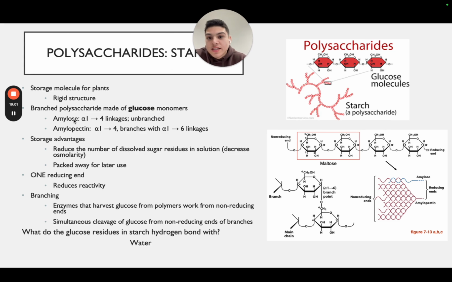So with starch, it's a branched polysaccharide made of glucose monomers, and there are two motifs with it. There's amylose and amylopectin. I don't know how you pronounce it, but with amylose, there's an alpha 1,4 linkage. What that means is if we look at this diagram right here at this red rectangle, we see that we have our carbon 1 alpha and then our carbon 4. That's where it's being connected to this glycosidic bond. So this chain right here is a demonstration of amylose.